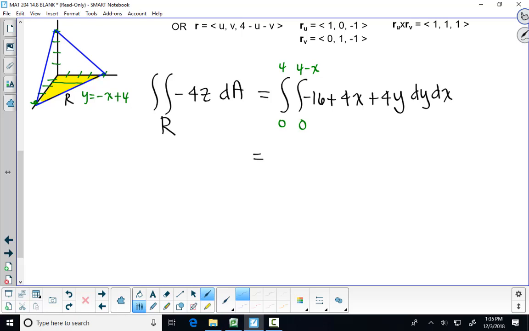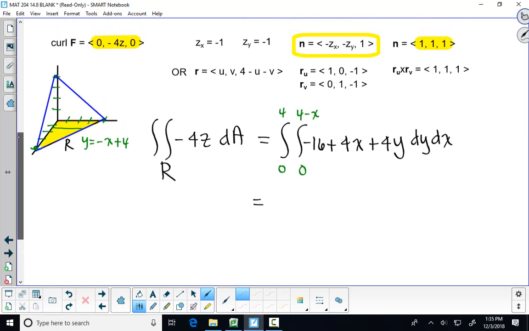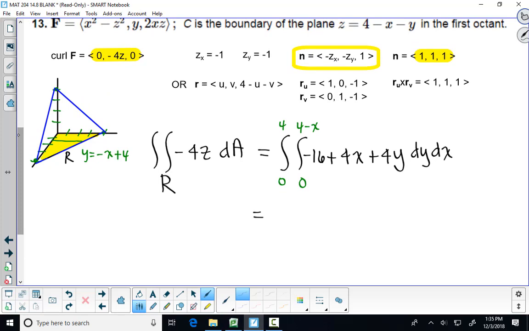Where the heck did you get 16 plus 4x plus 4y? By multiplying this minus 4 times z, and z is equal to that. So z gets replaced with what it's equal to in terms of x's and y's, since our dA is a dx dy, or a dy dx.